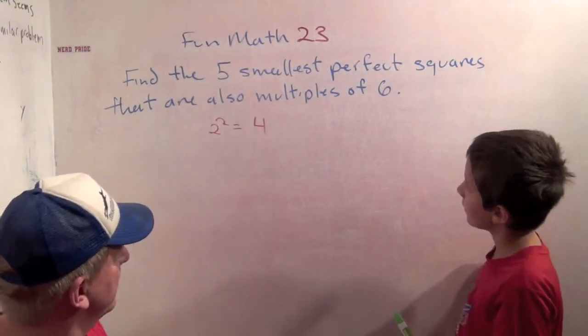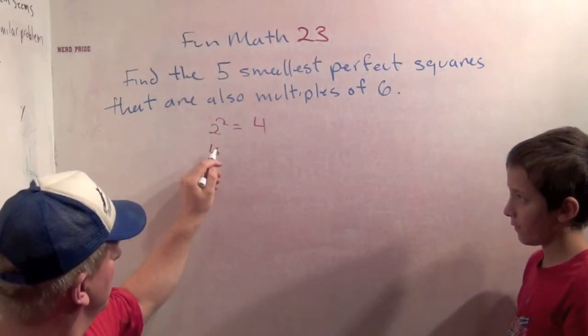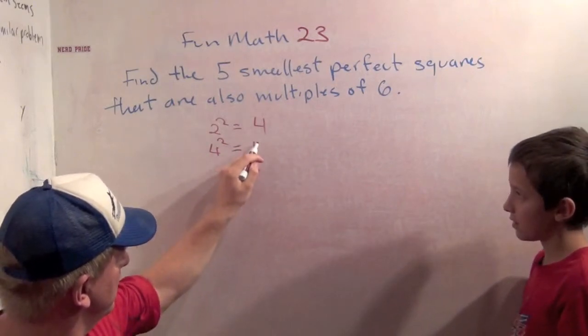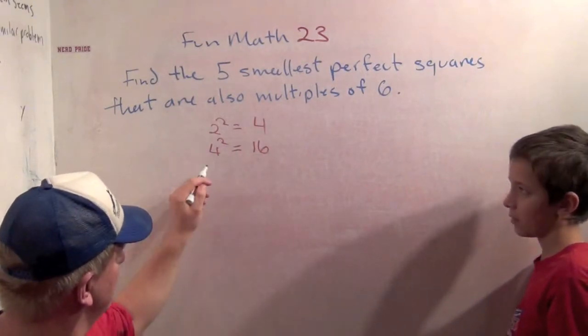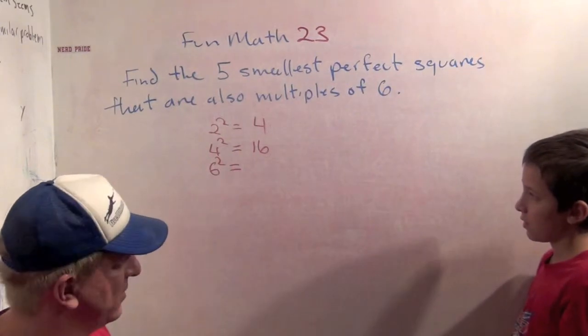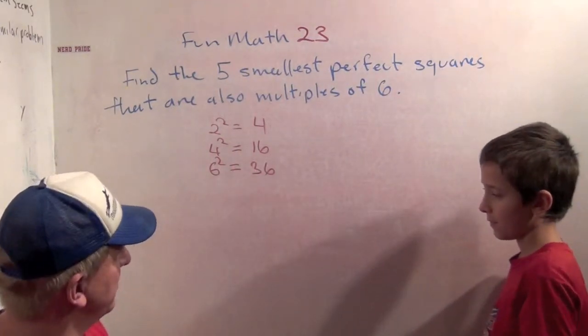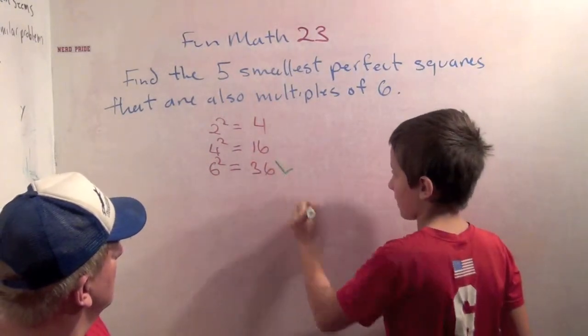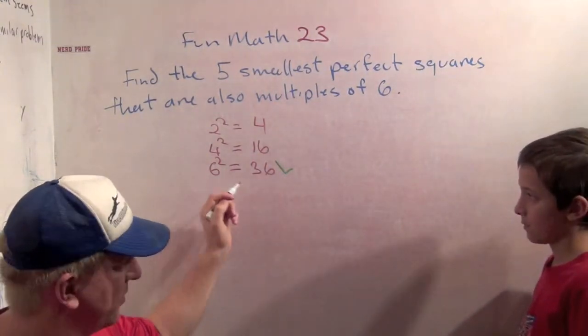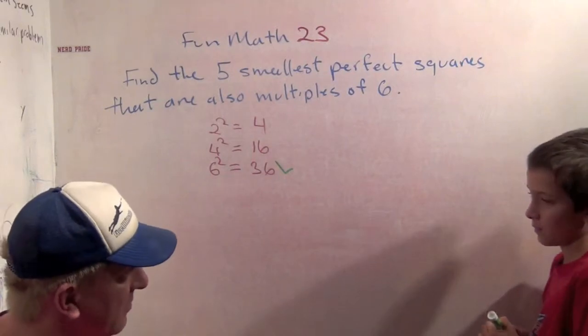Is that a multiple of 6? Nope. Then 4 squared is 16. Is that a multiple of 6? No. 6 squared is 36. That is a multiple of 6. Okay, so that's the smallest perfect square that's a multiple. So we've got to find 5 of them now.